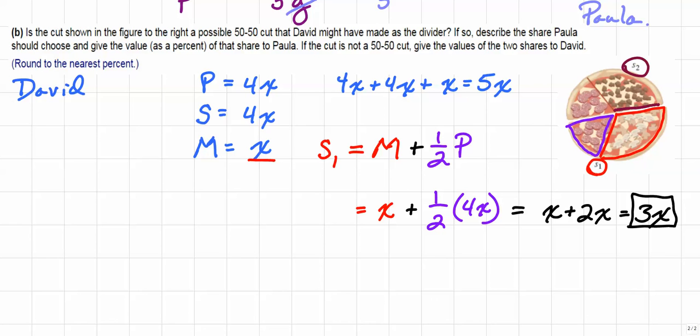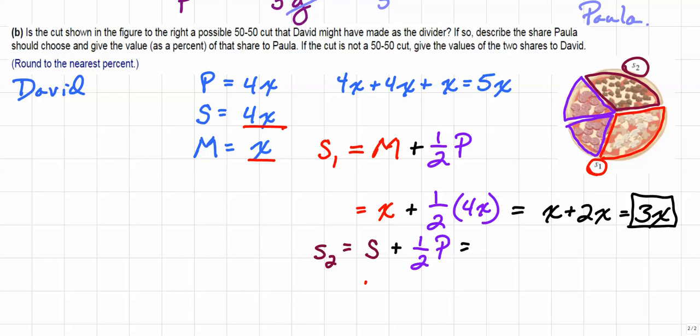We notice that for side 2 I have a full portion of sausage, and then I'm going to have another half portion of pepperoni for this thing. So let's consider side 2. Side 2 is going to be equal to a full portion of sausage, which is S, plus another half portion of pepperoni, which is P. Now remember that S is equal to 4x, and we'll go ahead and write that out.